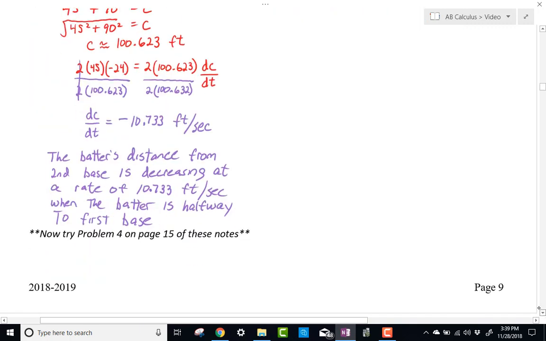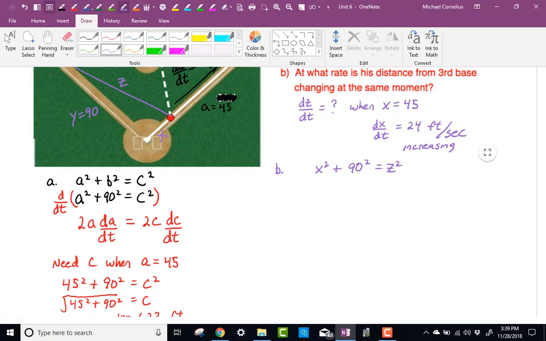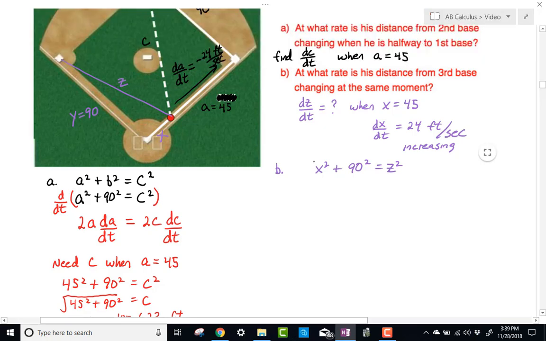All right, so here we go. This time our triangle is x squared plus y squared, and I'm going to drop in 90 for y because that's not changing, equals z squared. I'm going to take the derivative of that, so we'll put some parentheses around here and do d/dt. Again, we end up with 2x dx/dt.